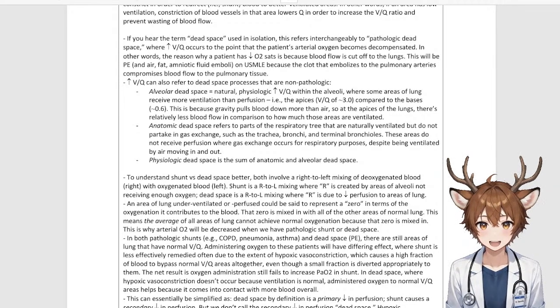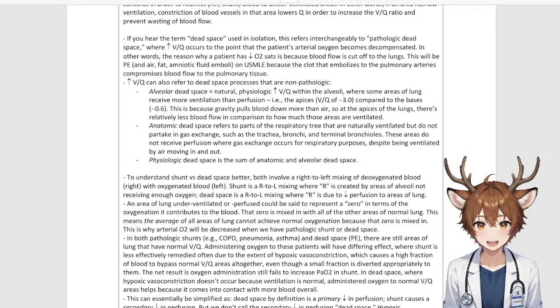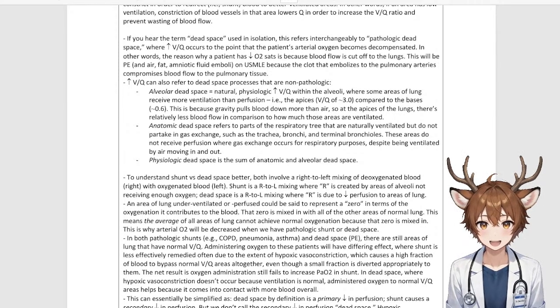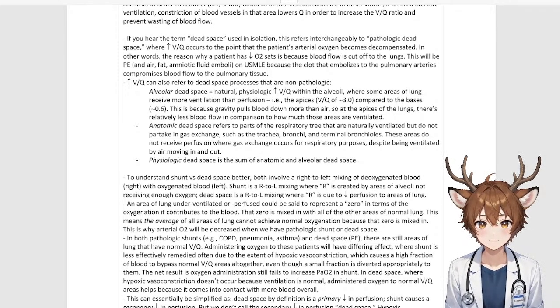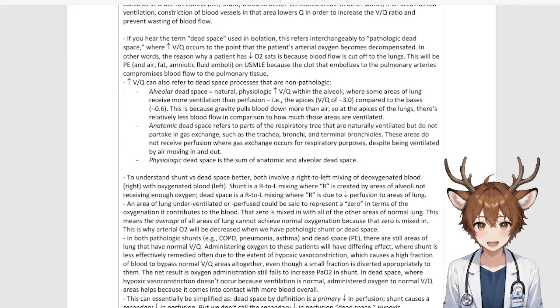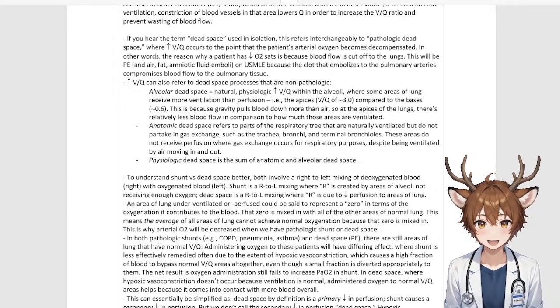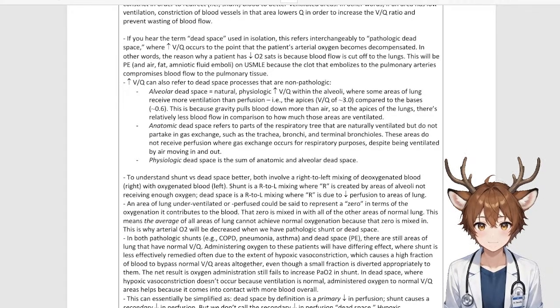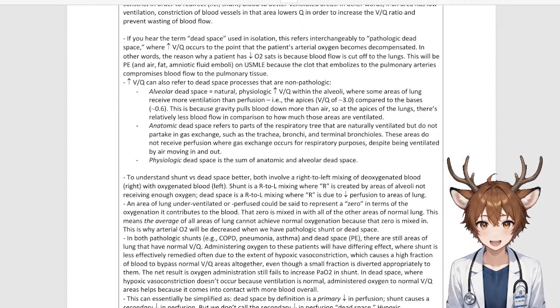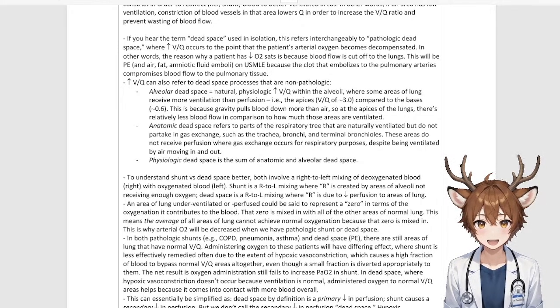Anatomic dead space refers to the parts of the respiratory tree that are naturally ventilated but do not partake in gas exchange, such as the trachea, bronchi, and terminal bronchioles. These are areas that do not receive perfusion when gas exchange occurs for respiratory purposes, despite being ventilated by air moving in and out. Physiologic dead space is the sum of anatomic and alveolar dead space.